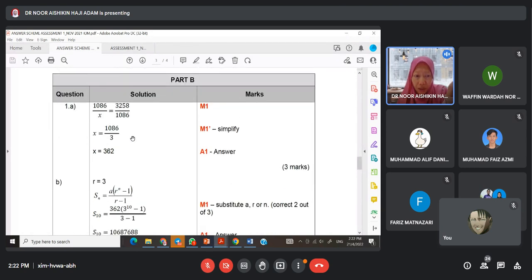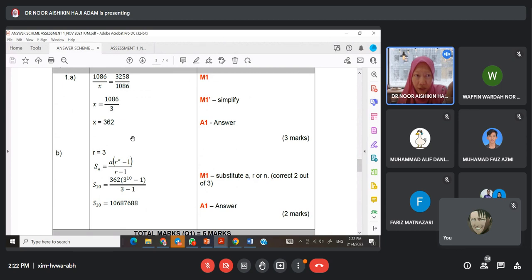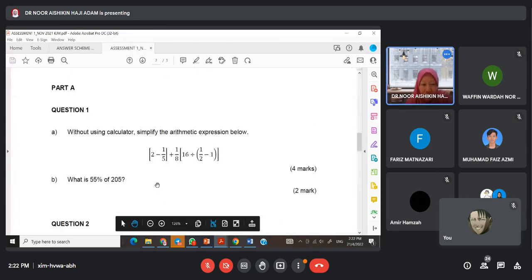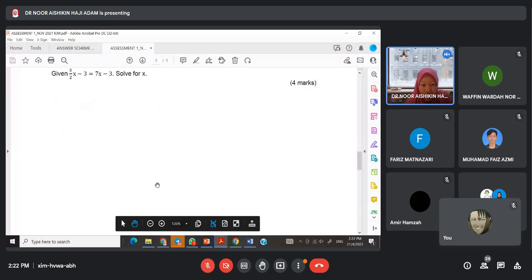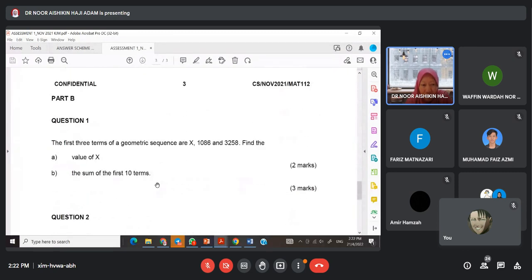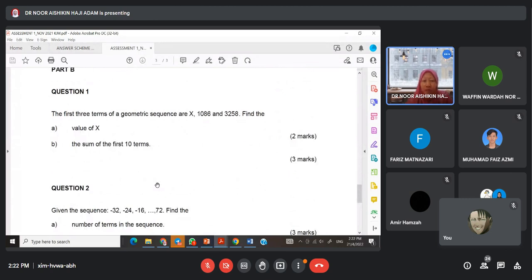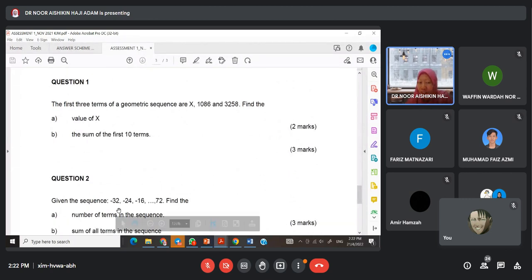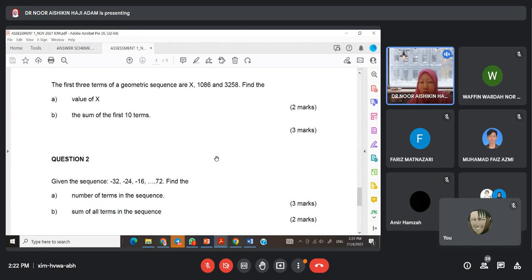Okay, so is everybody okay with number 1B? Okay tak? Okay. Alright. Let's proceed. Kalau tak faham bagi tahu ya. Kita tengok balik. Question 2. Now you're given a sequence. It's not stated whether this is a geometric or an arithmetic sequence. So itu you kena determine for yourself lah. Find the number of terms and the sum of all terms in the sequence.